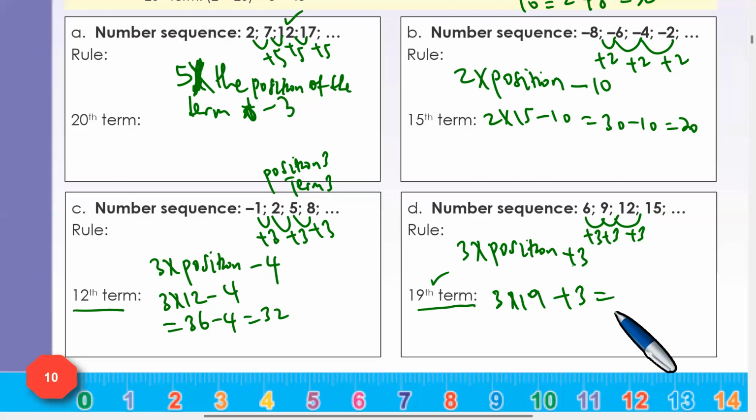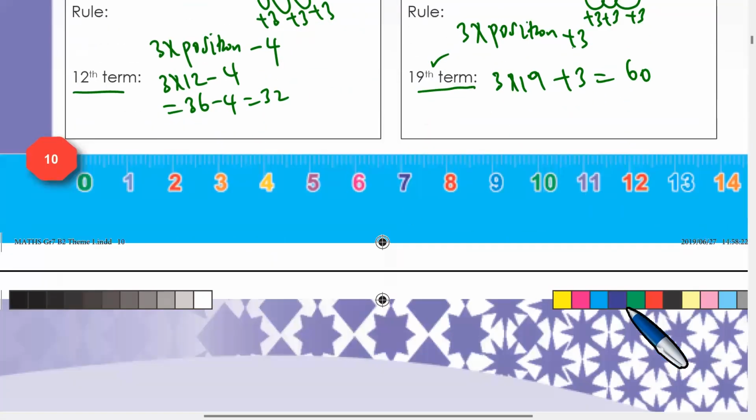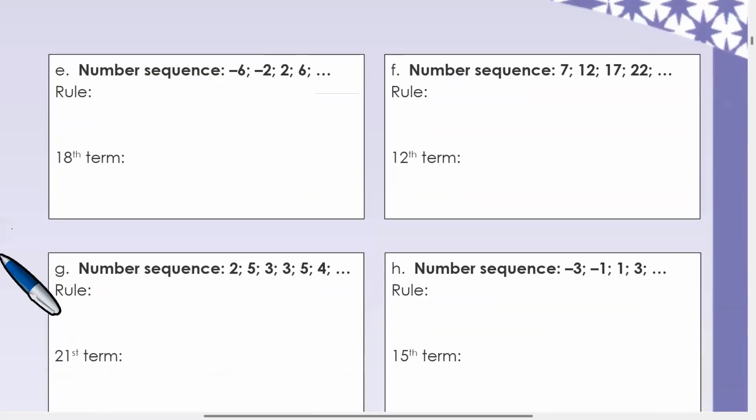What's the answer? 60. Okay, that's fine. Okay, E. What is the rule? And what is the 18th term? What is the rule in E? What do you think?